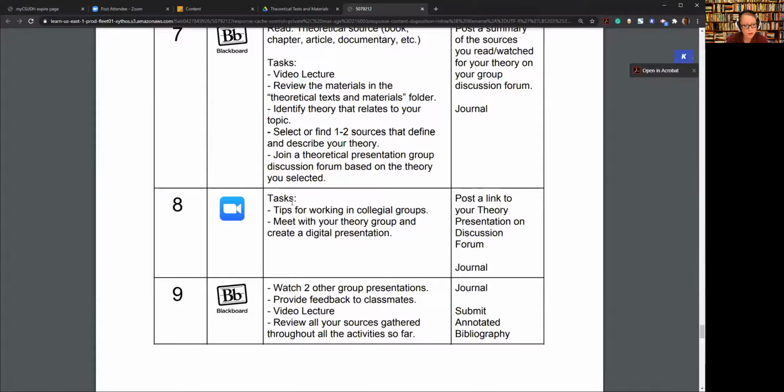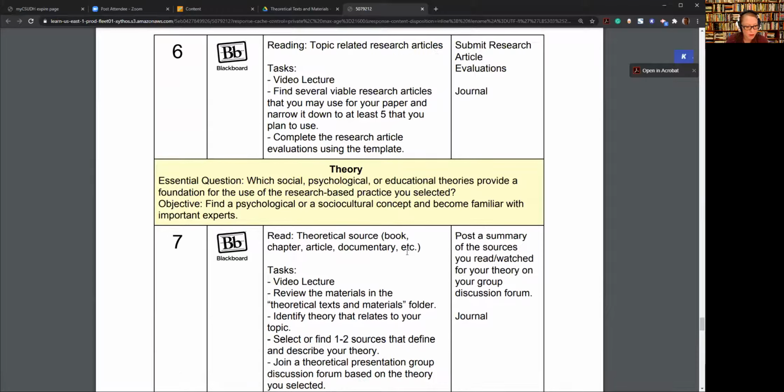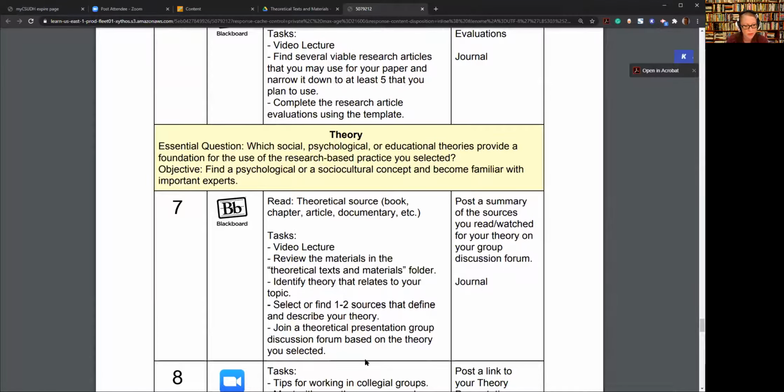And then next week, you're going to meet with those folks, and you're going to come up with a little presentation together. I will provide many more resources for that. So right now, don't get too far ahead of yourself. Just explore these things and get familiar.